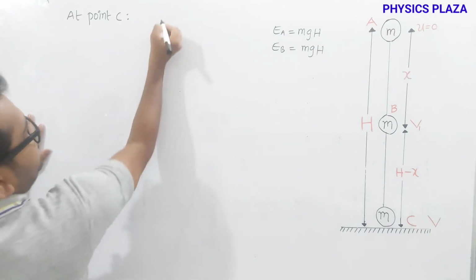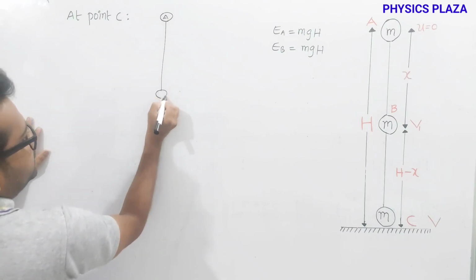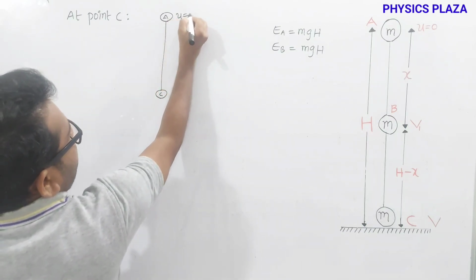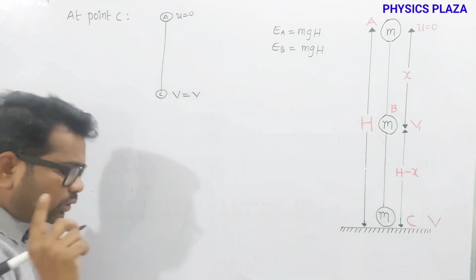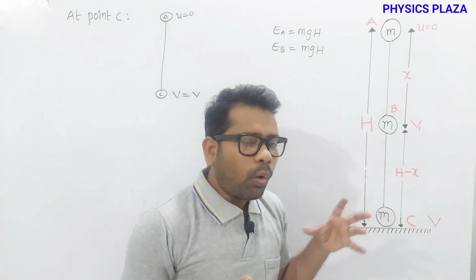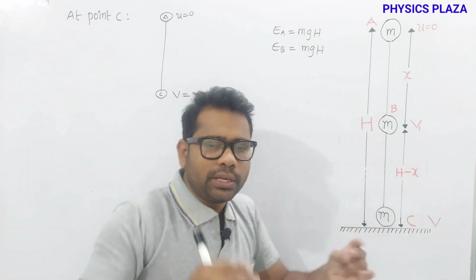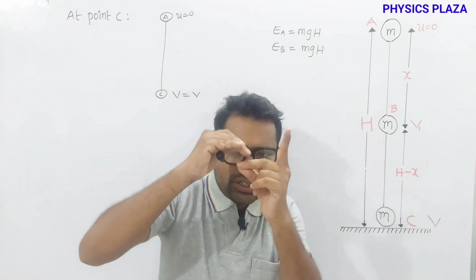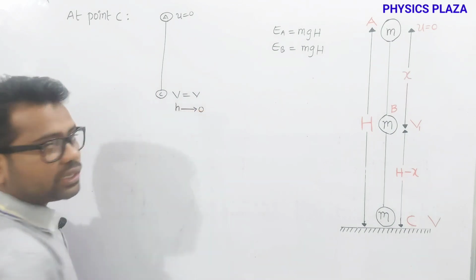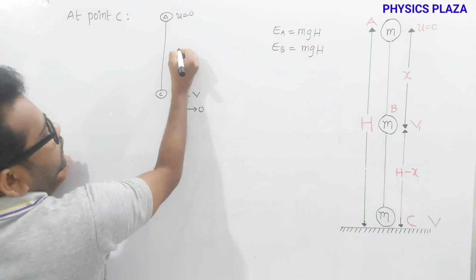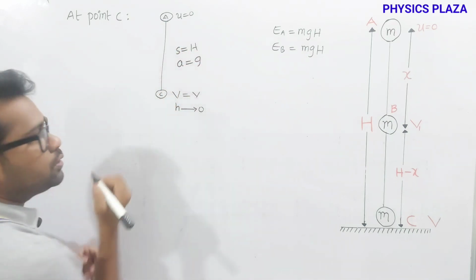So children, for that, let us take from where the body is falling, point A to point C. At this point the initial velocity will be 0. What is the final velocity? It has v. And one more thing, children: at point C, what will be the height from the ground to that body? It's almost negligible. It is just about to hit the ground, which means the height is negligible. Now, what is the total distance traveled? Total distance traveled is h, and the acceleration is g.